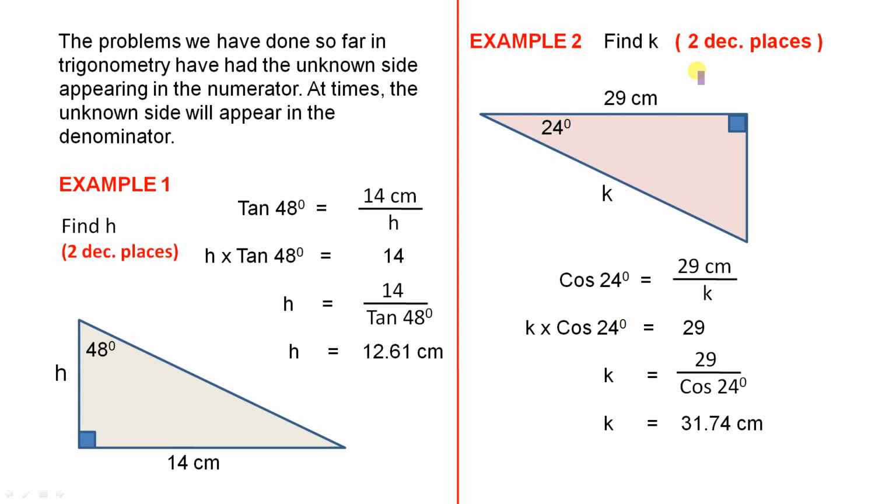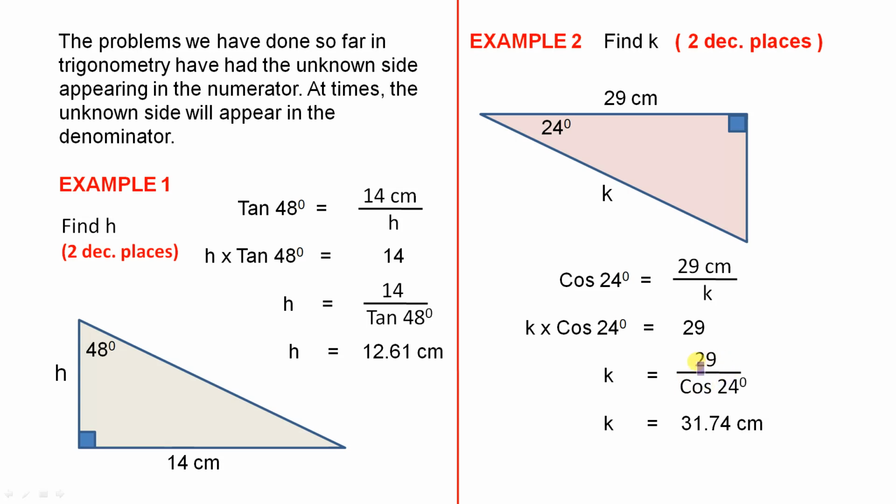Example 2. Find k to two decimal places. So in this one, we have cos 24 equals adjacent over hypotenuse. So cos 24 is 29 centimetres over k. Multiply both sides by k, which gives us k times cos 24 is 29. Divide both sides by cos 24. So we get k equals 29 over cos 24. When we put that information in the calculator, k is 31.74 centimetres.